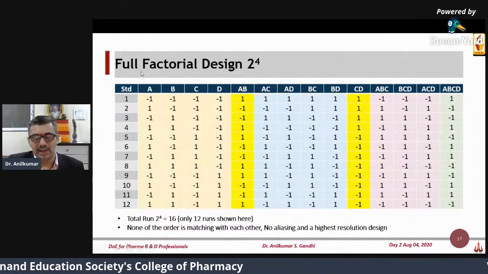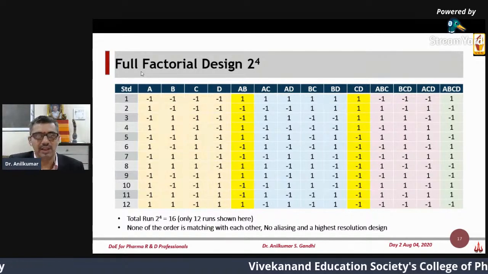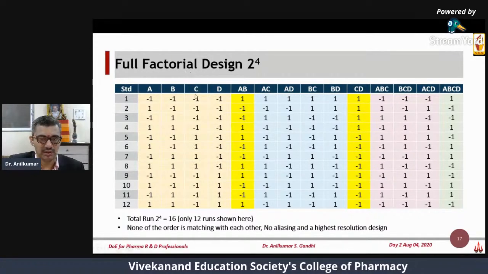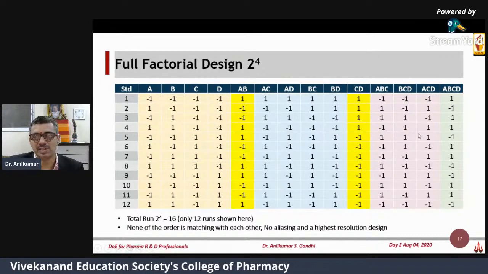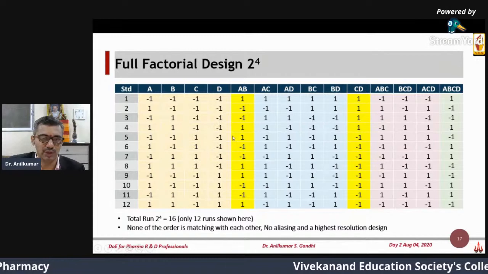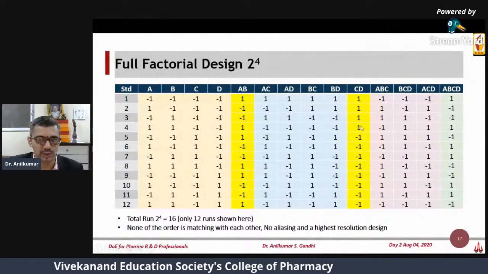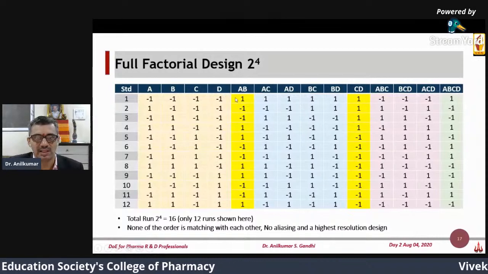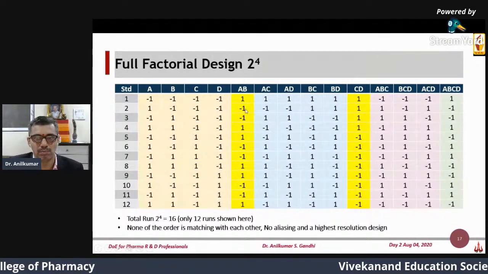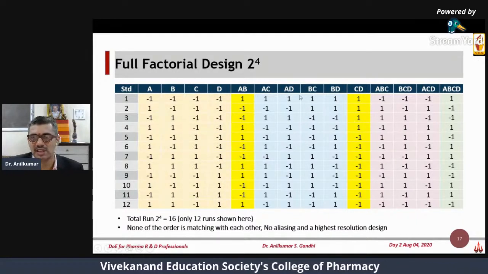You will never see any kind of aliasing structure or aliasing effect in a full factorial design. If you look at a full factorial design, all the columns are very different. I'm just giving you an example of AB and BCD, AB and CD, because you will see somewhere they alias. This is plus 1, plus 1, minus 1, plus 1. Here itself you see the difference. Then the rest of the design is different.